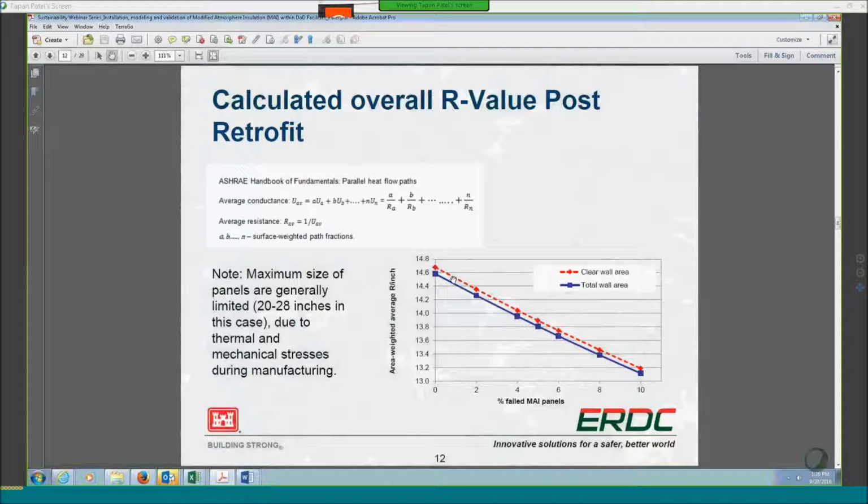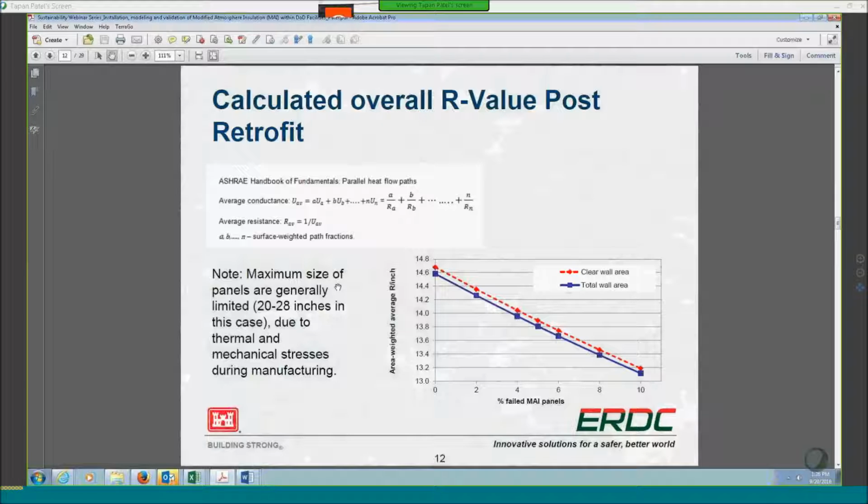The difference between these two lines here, we actually included the difference. The red line is just the wall, and the blue line is the wall considering any fenestration. So any windows, doors, mechanical rooms, we subtract those off so that we're not accounting for those. And as you can see, we've got about a 4% failure rate. We're still at about an R14 overall increase to the R value of the wall.